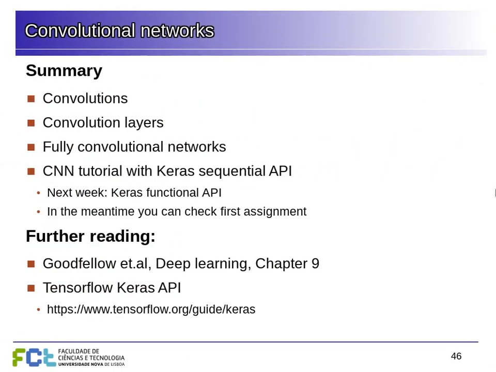Okay, so to sum up, we saw what convolutions are. We saw convolutional networks, both for classification, which tend to terminate on dense layers for the classification, and fully convolutional networks that can be used, for example, for image segmentation, where we want to assign a class to each pixel and not just to the whole image. And we saw how to build these networks with the sequential API.